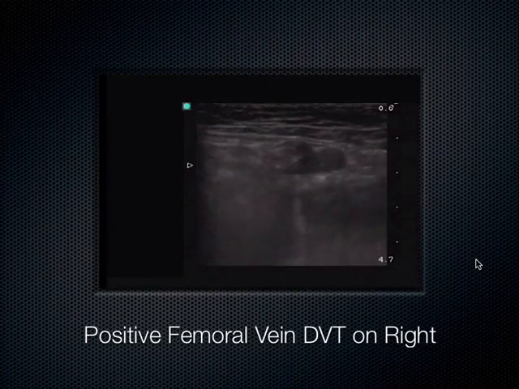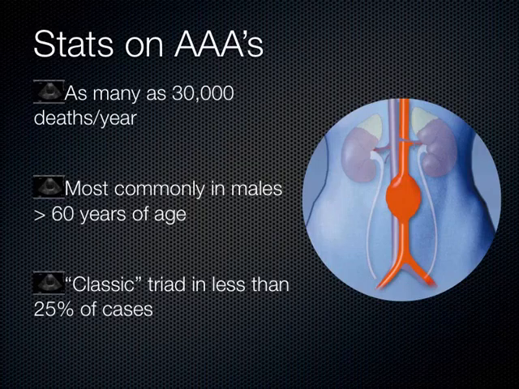So that's a femoral vein DVT there on the right. We're going to change gears now to talk about the aorta. About 30,000 deaths a year occur because of abdominal aortic aneurysms that rupture, okay?